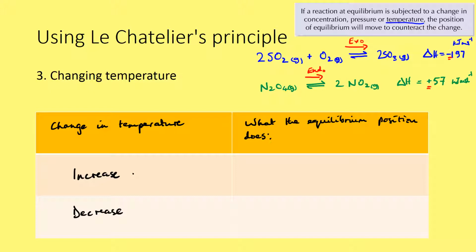So let's consider increasing the temperature first. Well, if we increase in temperature, what in principle does the equilibrium position want to do according to Le Chatelier's principle? If we are increasing the temperature of a system that's happily in equilibrium, then the equilibrium position is going to change to remove heat.